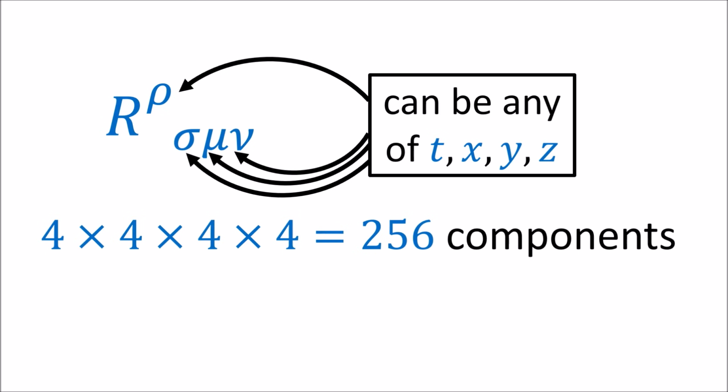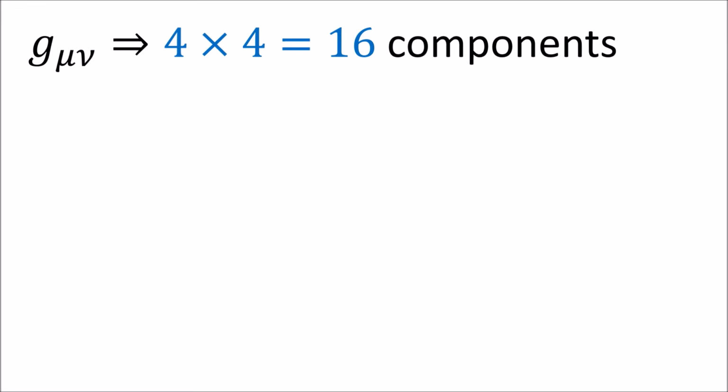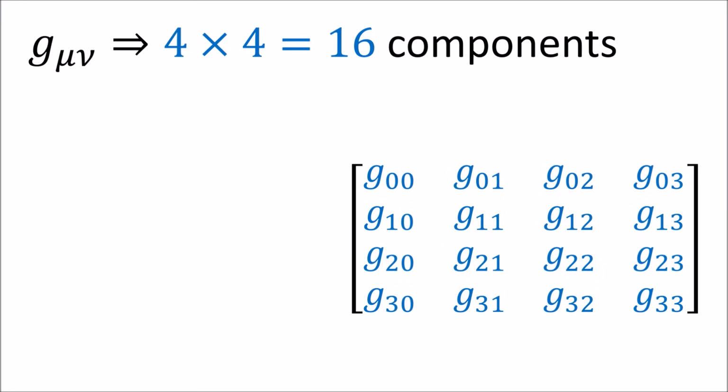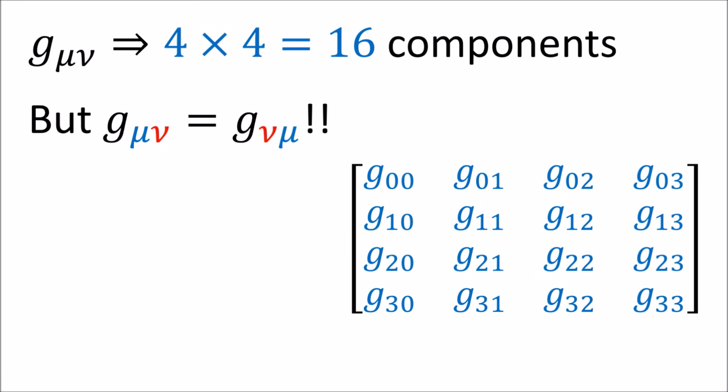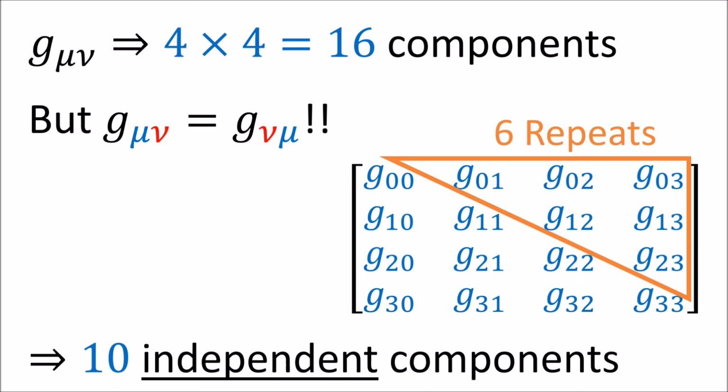This means that we have 4 times 4 times 4 times 4 equals 256 components in the Riemann tensor, which is a lot. Thankfully, we don't need to actually calculate all 256 of them. You already know that the spacetime metric is a 4x4 matrix with 16 elements. However, the matrix is symmetric, and g_μν equals g_νμ. So 6 of the entries are just repeats of the other entries. This means there are only 10 independent components of the metric tensor matrix.